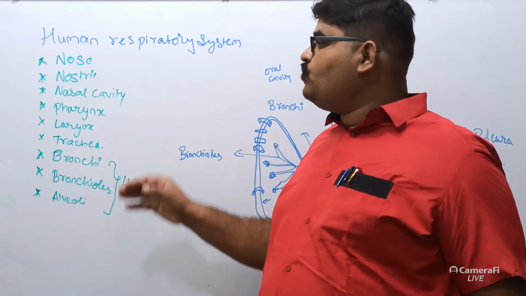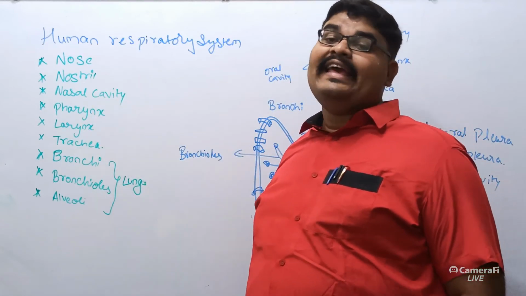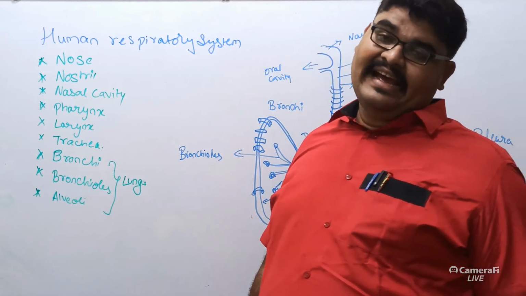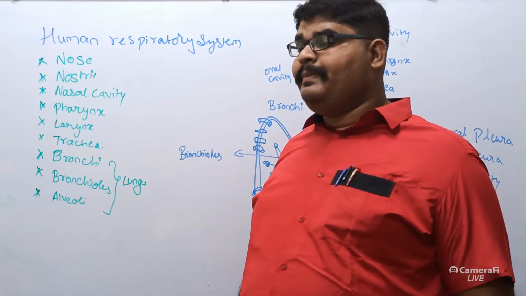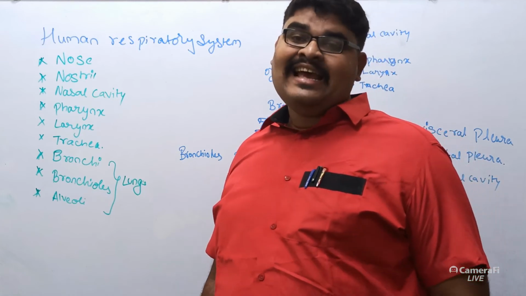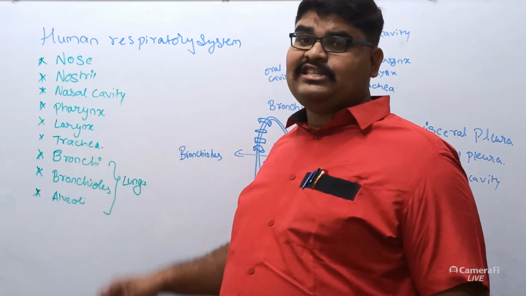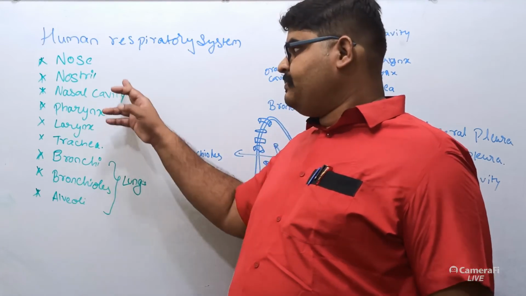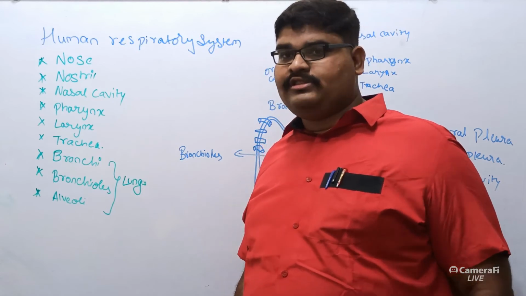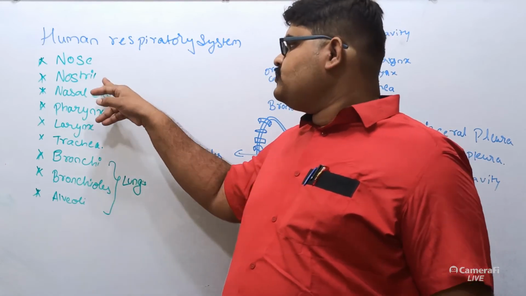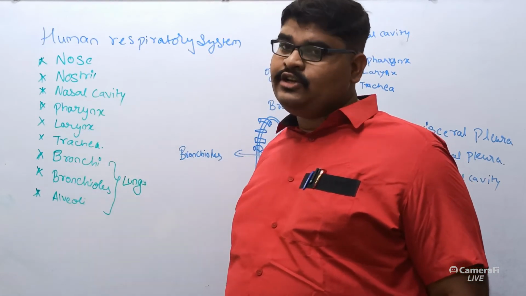What does the nostril consist of? The nostril mainly consists of hair-like projections called cilia. What do these cilia do? They help in entrapping the dust particles and unwanted materials entering the tract. So they act as a primary filter, avoiding unwanted particles like dust, and some pollen grains are also trapped by the hair-like cilia present inside the nostrils.